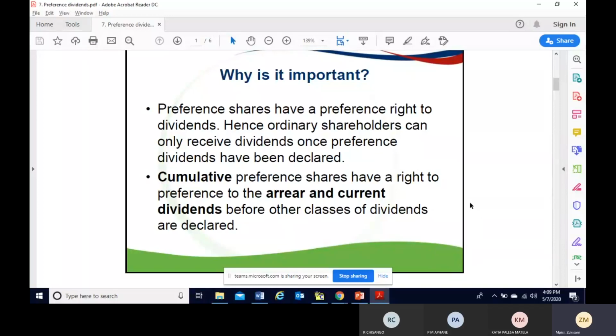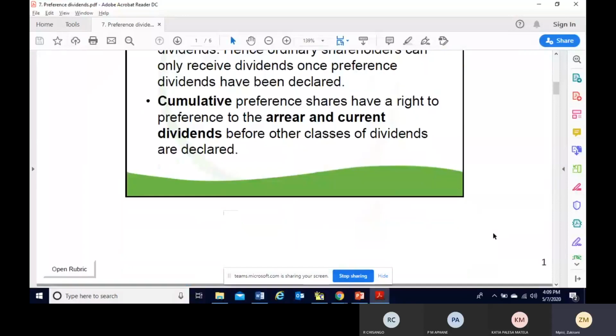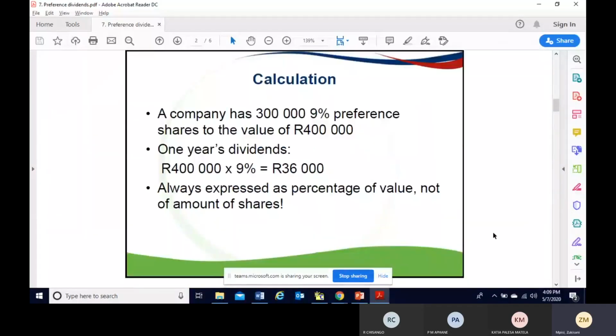You've got cumulative preference shares that have a right to preference. It means that even if they were not paid in the previous year, they accumulate, so they grow. You will pay them in the future years, which means that cumulative preference shares can be paid from what is owed, the arrear, and the current year, before any other classes of dividends are paid.